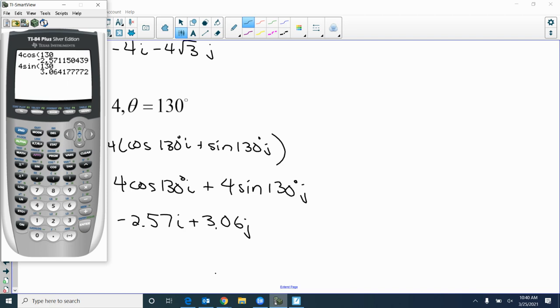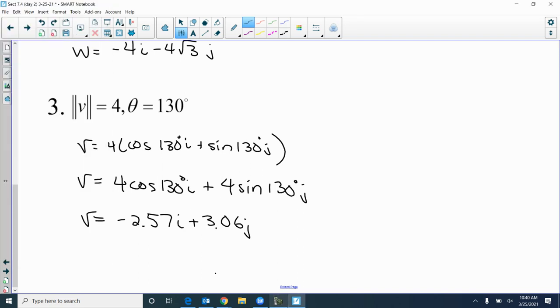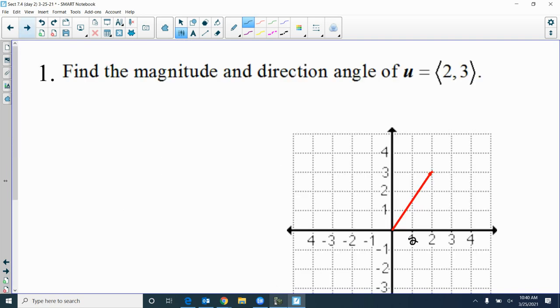And that gives me the 3.06. Okay, for that. All right, so that's given magnitude and direction and going to IJ form. Let's flip it around. Now, I know you don't have a grid and you don't necessarily need one, but U is the vector 2, 3. What would be its magnitude? What would be its direction?